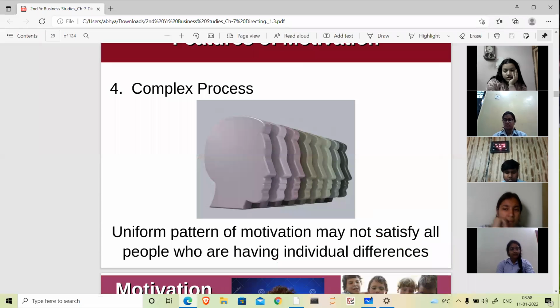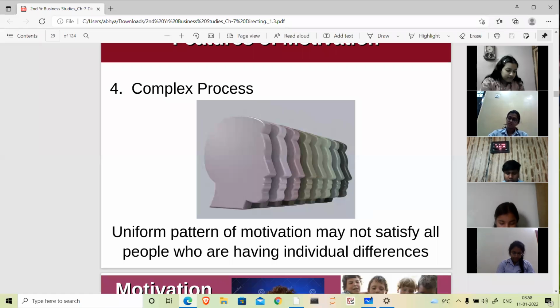Next, complex process. Motivation is a complex process. Why? Because motivation is applied on human beings, not on machines, not on raw materials, not on physical resources. And when we are trying to motivate some person, it means we are hitting on his mind. We are trying to change his psychological state, and different persons have different types of minds, different types of needs. They are heterogeneous in their natures, in their expectations.